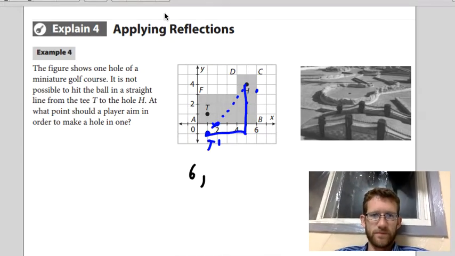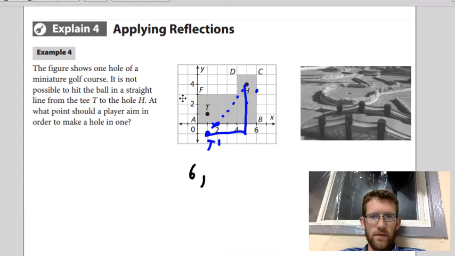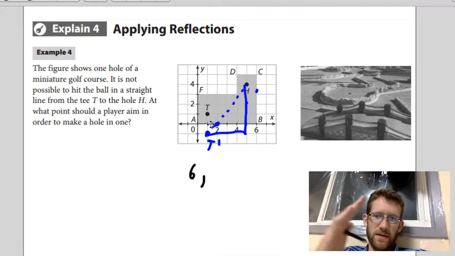Anyway, just be on the lookout for word problems like this where we have to bounce things off other things.